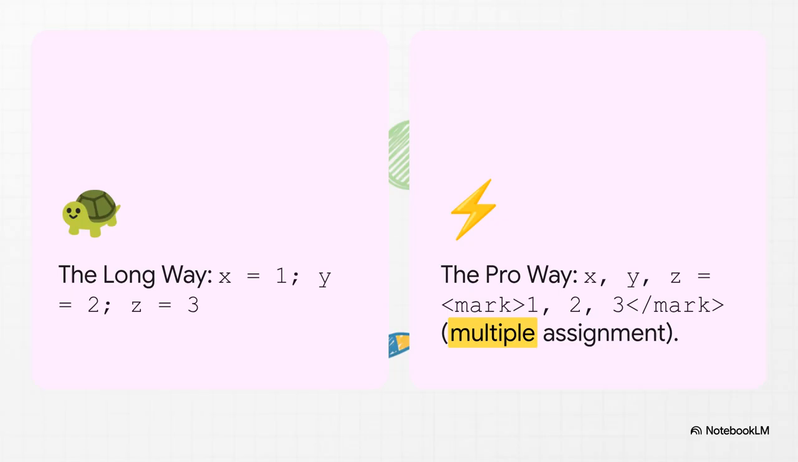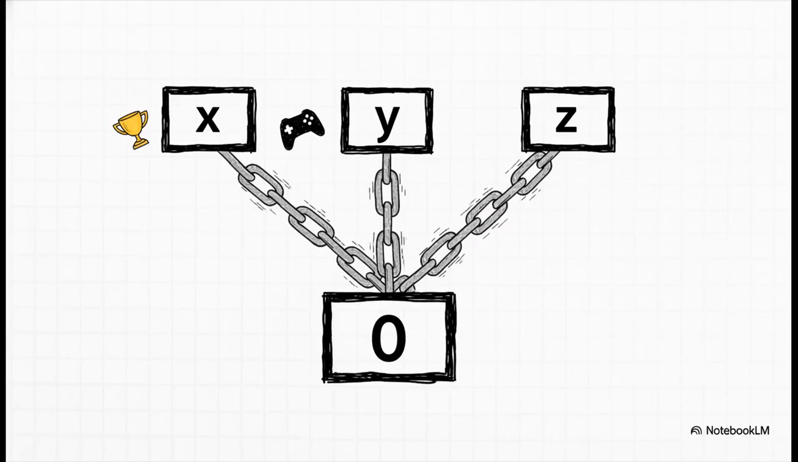Now look at the pro way on the right. You can do the exact same thing in one single clean line. It just makes your code so much more compact. And here's another awesome time saver. Let's say you're starting a game and you need to set the score for 3 different players all to 0. Well, instead of doing it on 3 separate lines, you can just chain them all together like this. 1 line, and you're done.